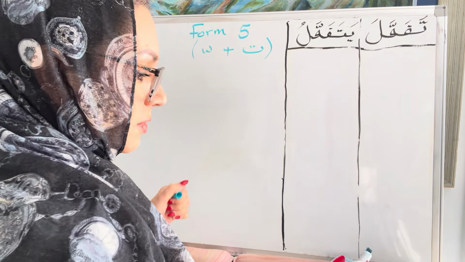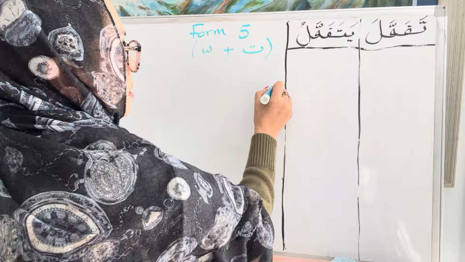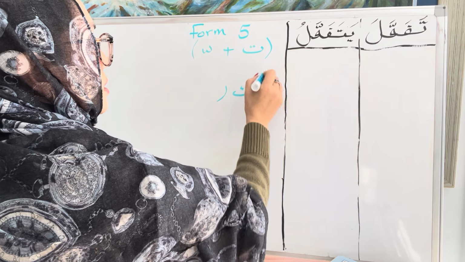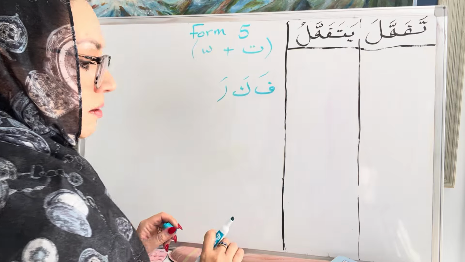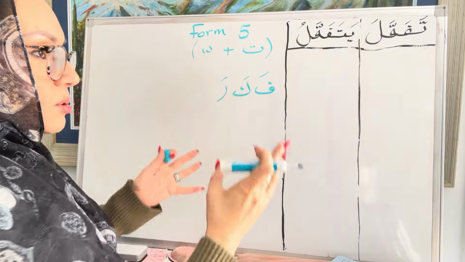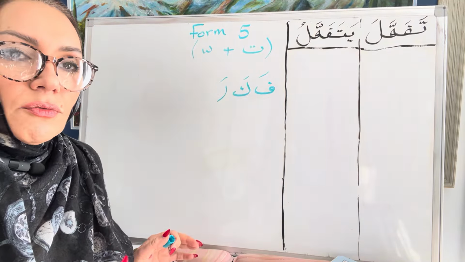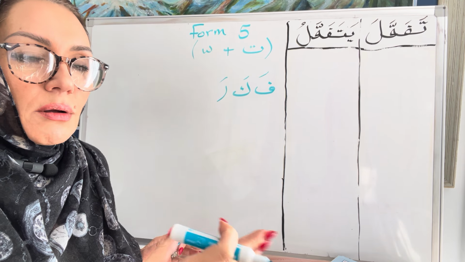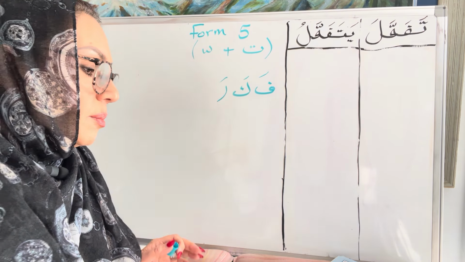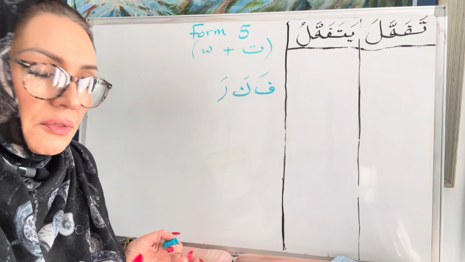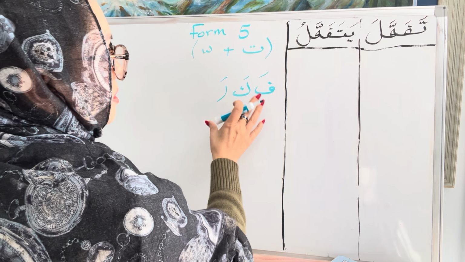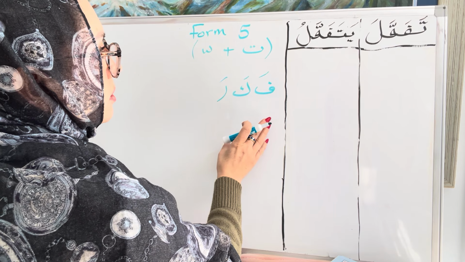So for this one, we have fa, ka, ra, right? Fa, ka, ra. It means to think. Fakara, which is of course the past tense verb. This is the Madi version. Fakara means that he thought, but that's what it means, to think. Fakara. So now we're going to write this in Form 5.